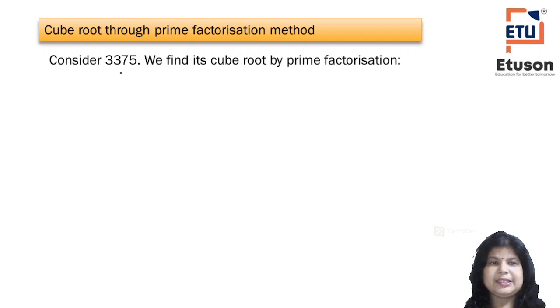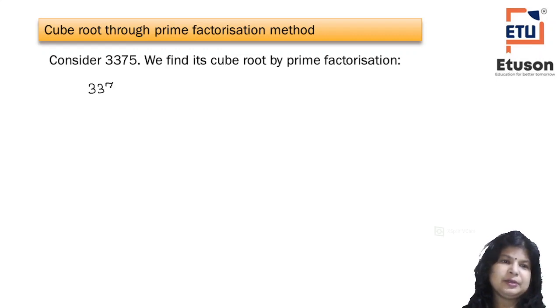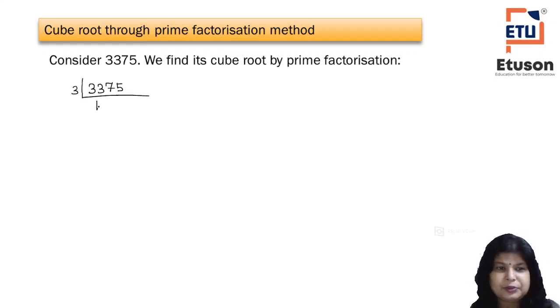So let us learn how we can find out the cube root of a number by prime factorization. So here your number is 3375. Correct? So I'll write the number and we are going to find out the prime factors of it. So let us check whether the number is divisible by 3 or not. So 3 plus 3 is 6, 6 plus 7 is 13, 13 plus 5 is 18. Yes, the number is divisible by 3. So we can take 3 over here. So you will get 1125.